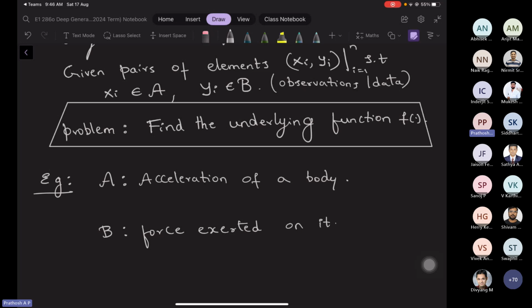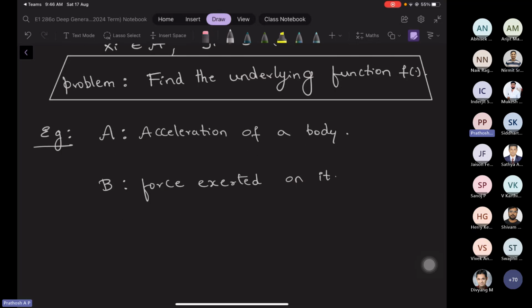Okay, so suppose I measure the acceleration of a particular moving body, and I also give you the force that was exerted on it. The task is to find out how these two sets are related, right? The set of force exerted on it and the acceleration that the body undergoes. How are they related? This was actually the question asked by Newton, right? Do you know how these two things are related?